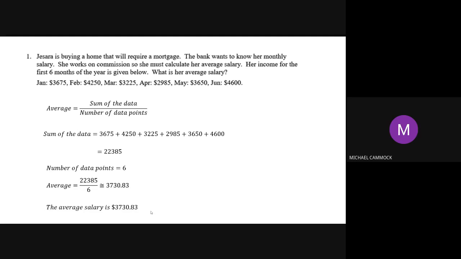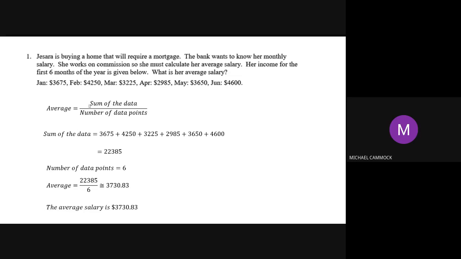3730.83. So if you wanted to know what her average was, this is the number you're going to count. This is the one that the bank's going to look at and say, I know some months you earn more. I know some months you earn less. But on average, this is the amount of money that you earn as whatever it is that Jasara does. I'm not sure what her role is, but she's a commission person.